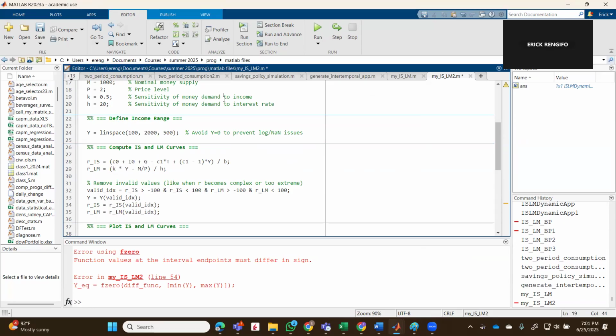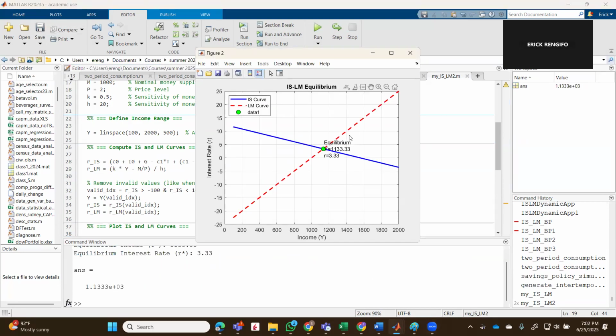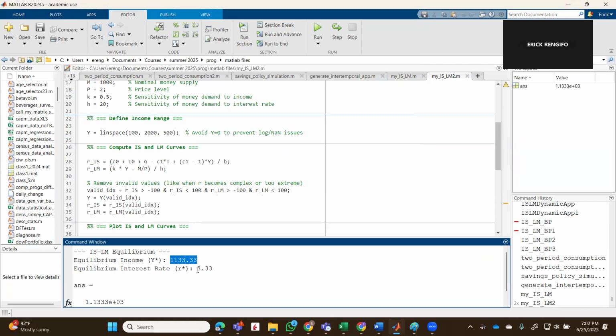So when you do something and the parameters don't satisfy the condition, you need to start playing with the parameters or playing with the space, the range for Y. Make sense? So now if we run this one here, now we get equilibrium. Why? Because the equilibrium is 1133 point something. And then I have here my income. My equilibrium income is this one here, and my equilibrium interest rate is this one here. Make sense?